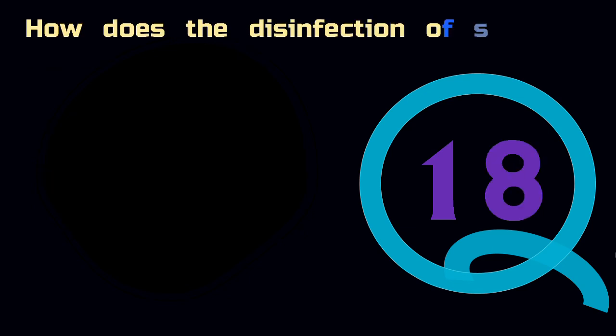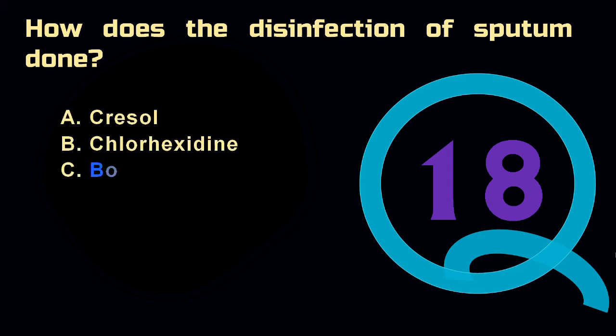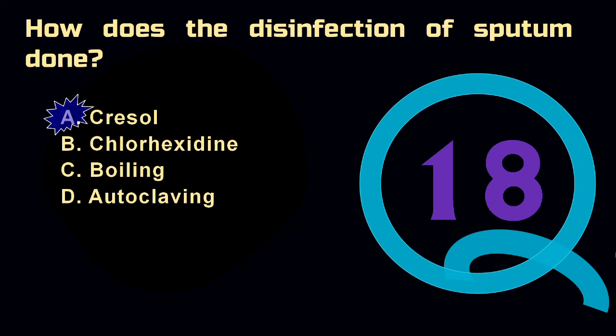Next question. How is the disinfection of sputum done? Option A, Cresol. Option B, chlorhexidine. Option C, boiling. And option D, autoclaving. Actually, the disinfection of sputum is done by phenols. So, the answer to this question is option A, Cresol is the component used to disinfect the sputum.